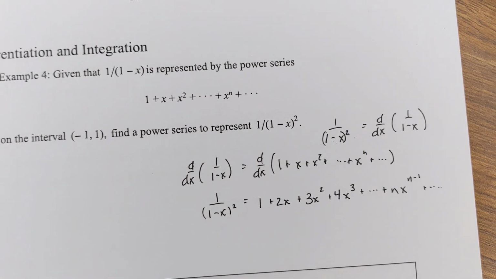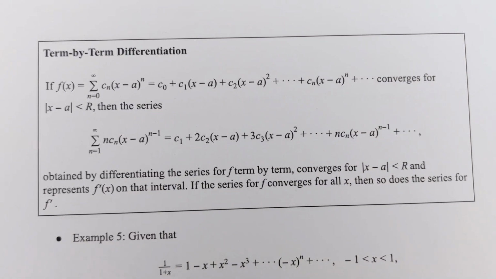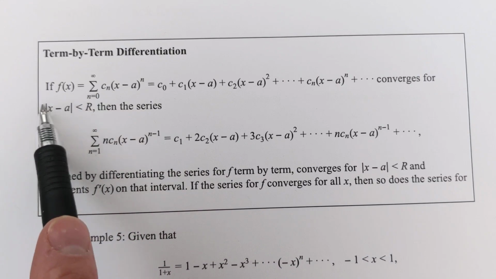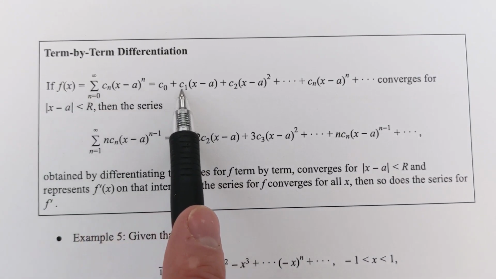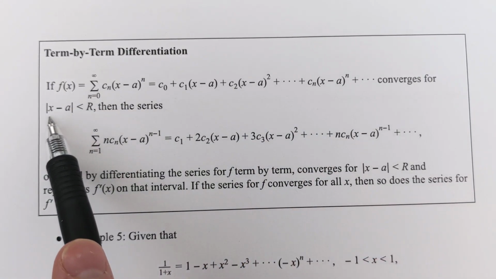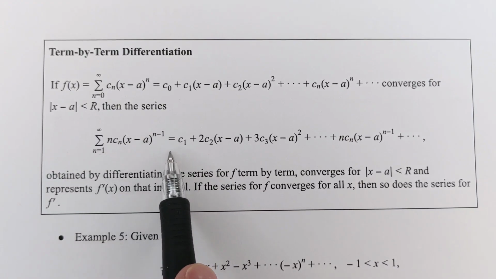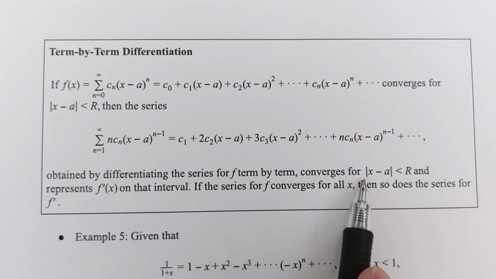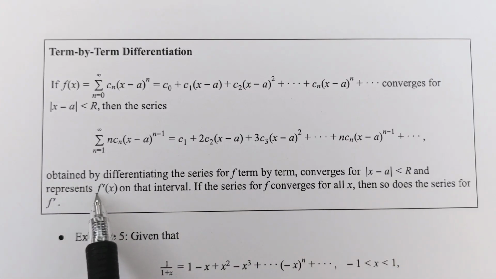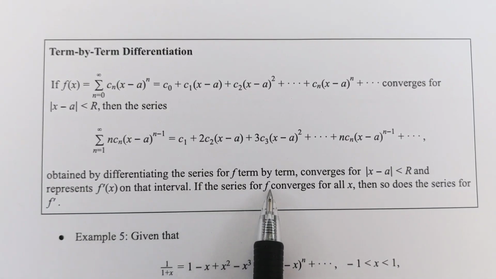Okay. So term by term differentiation. If f of x is the sum of a power series that converges for absolute value of x minus a less than capital R, then the series of the derivative also converges for absolute value of x minus a less than R and represents f prime of x on the interval. The series for f converges for all x, and so does the series for f prime.